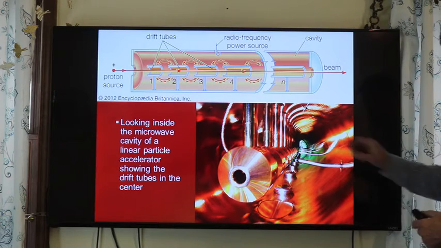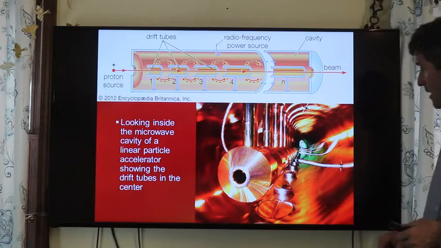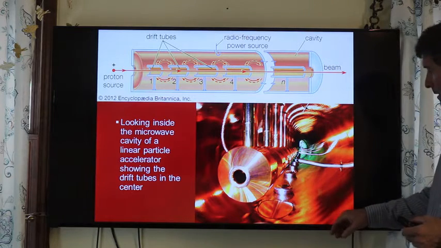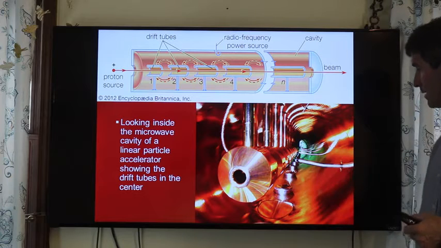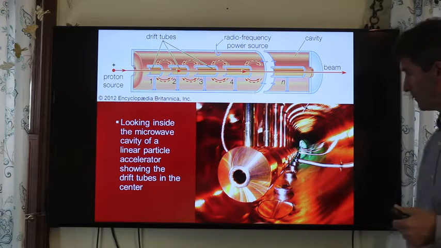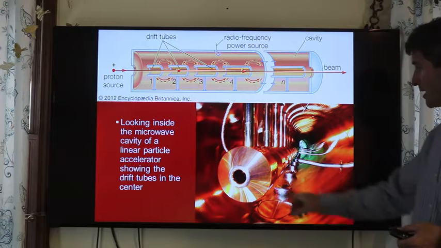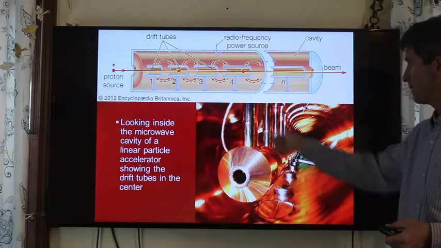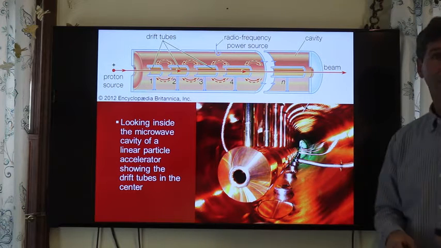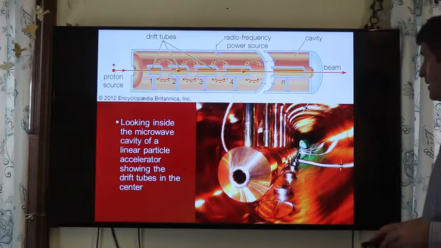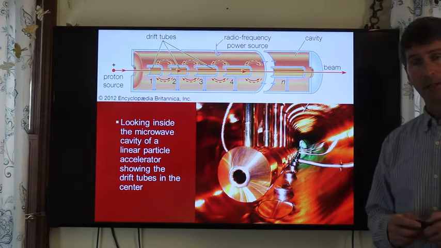And again, this is an actual view of one of the linear particle accelerators, and what we have here are little openings where the microwaves would be sent into the chamber itself, and then you have the little drift tubes right here which hang there. They're made of copper, because it's a very good conductor. That would be part of the channel that you might see in a particle accelerator.